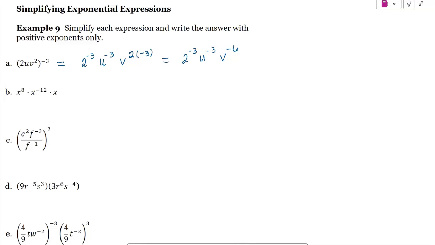All right. So it looks like all 3 of these items should go down into the denominator. Let's write 2 cubed, u cubed, and v to the 6th. They all have negative exponents, so I'm moving them downstairs. And then the only thing left to simplify would be that 2 to the third power. 2 times 2 times 2 is going to give us 8 u cubed v to the 6th.